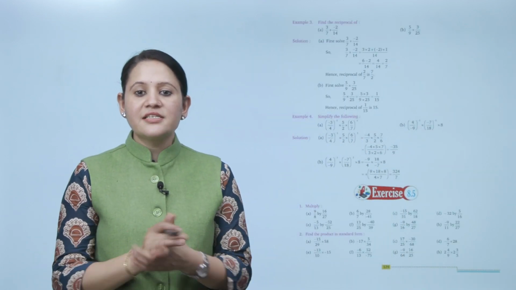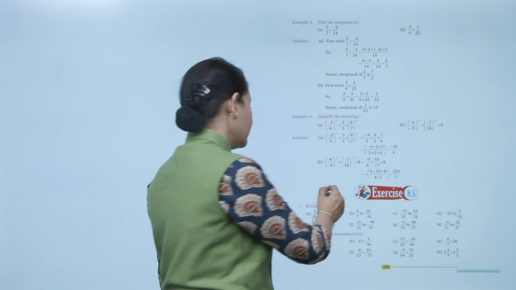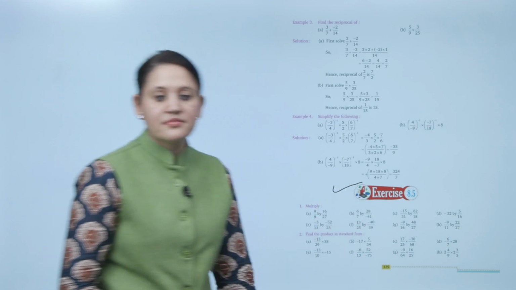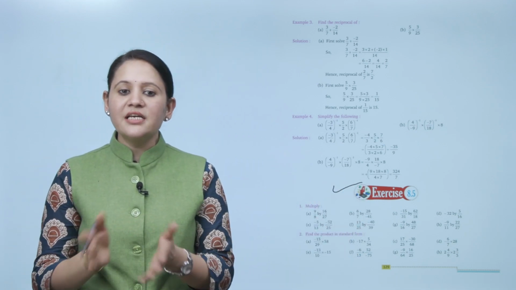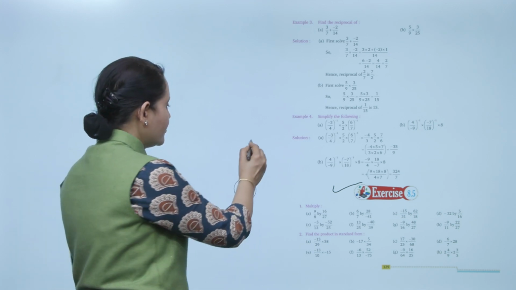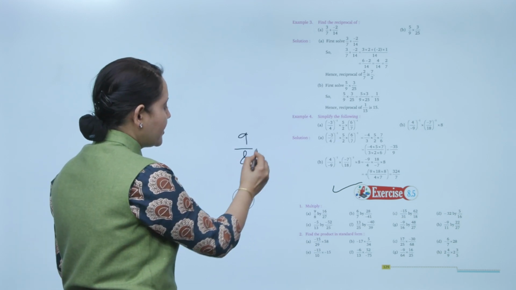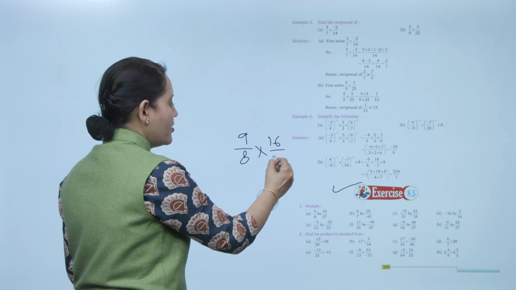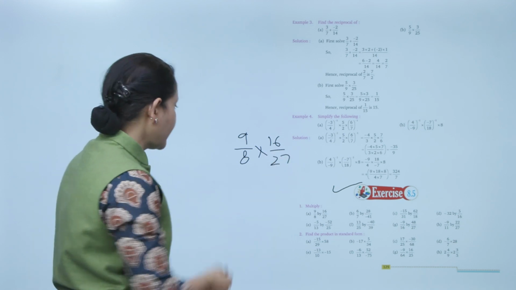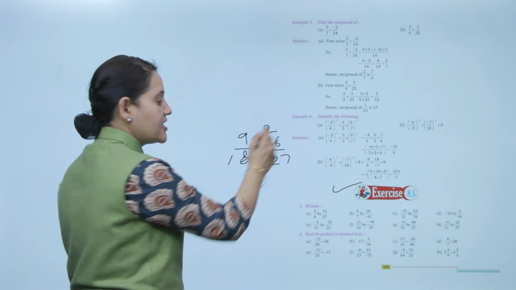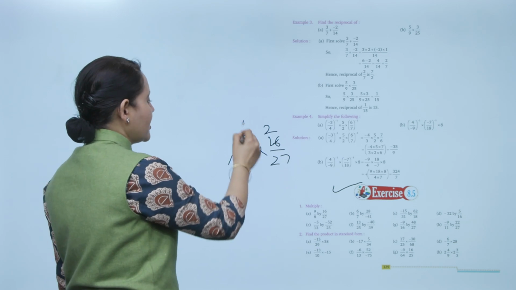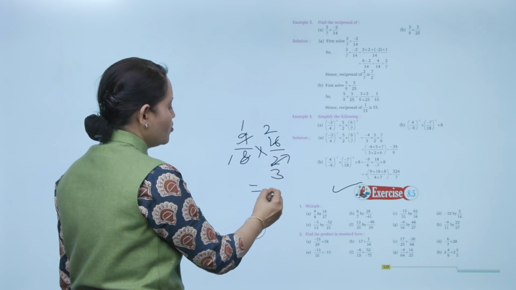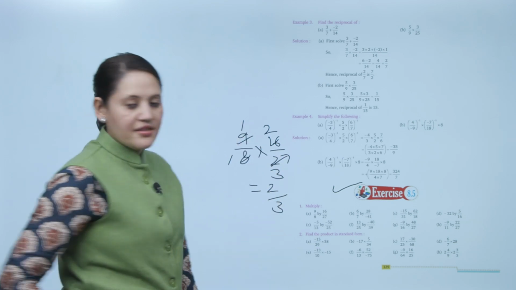Next is exercise 8.5. Multiply 9 by 8 by 16 upon 27. So we have to multiply 9 by 8 by 16 upon 27. 8 ones are 8, 8 twos are 16. 9 ones are 9, and 3. So 2 by 3 is our product. So practice all the questions of this exercise.